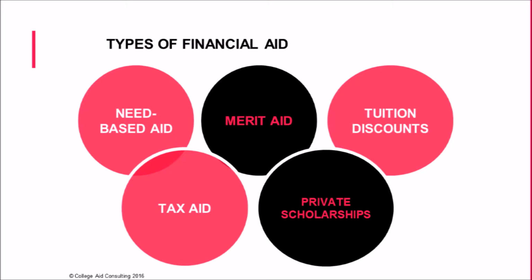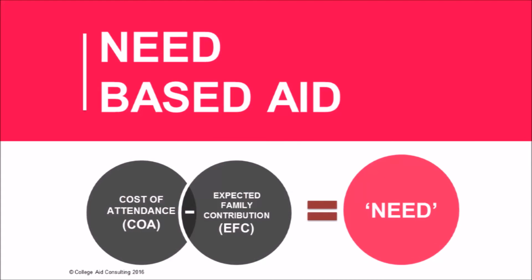Whether you qualify for financial aid or not is determined by a simple formula. The formula takes the cost of attendance for a given college and subtracts your expected family contribution, also known as your EFC. The difference between these two numbers is your demonstrated need. In other words, the amount of financial assistance you're eligible to receive.